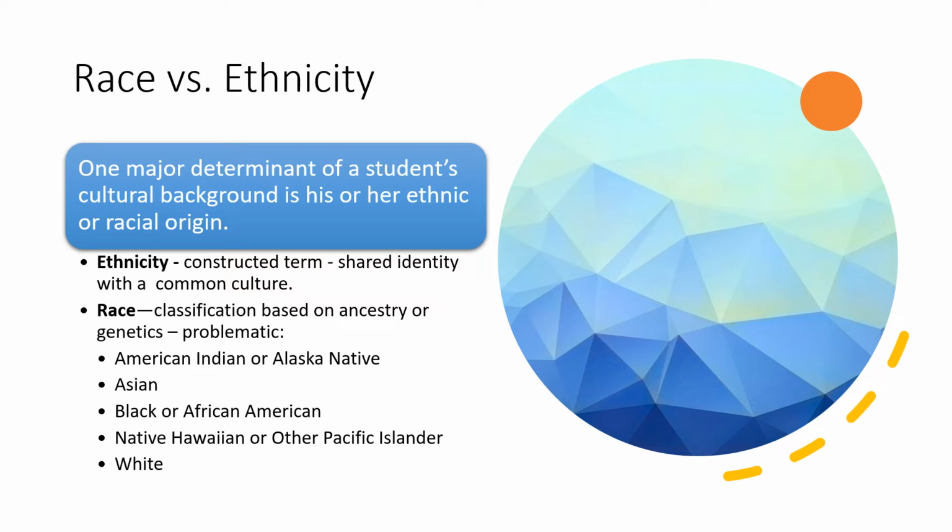The bullets you see in front of you are the U.S. federal designations of race: American Indian or Alaska Native, Asian, Black or African American, Native Hawaiian or other Pacific Islander, and white. These are based on genetics. Ethnicity is more based on culture. So you might say, I'm Hispanic, and mean I'm of the Hispanic culture. That's an ethnic group. However, being Black or African American is a racial category.